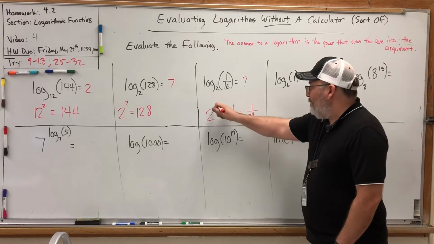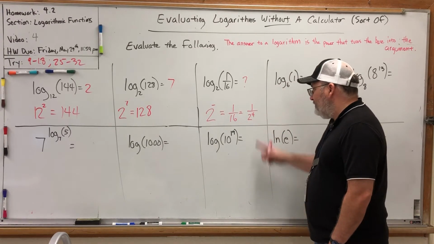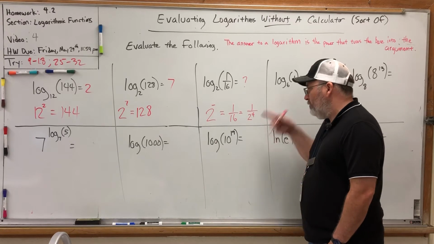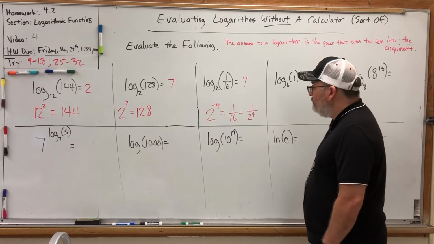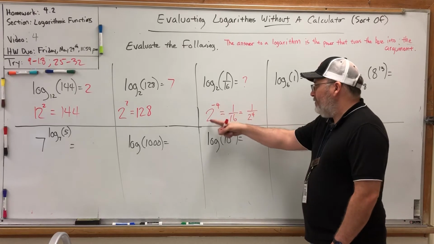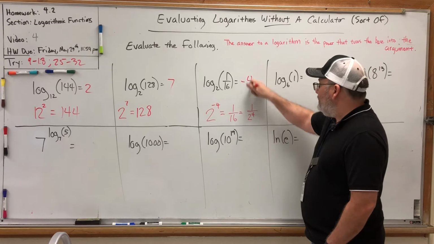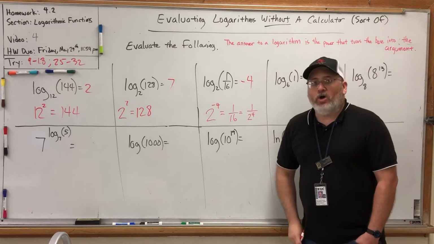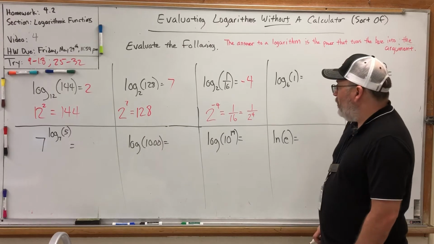Well, a negative power equals the reciprocal of a positive power. And since the positive power here is 2 to the 4th, then the power over here was negative 4. Negative 4 is the power that turns 2 into 1 over 16. So negative 4 is the value of that logarithm. Log base 2 of 1 over 16 equals negative 4.